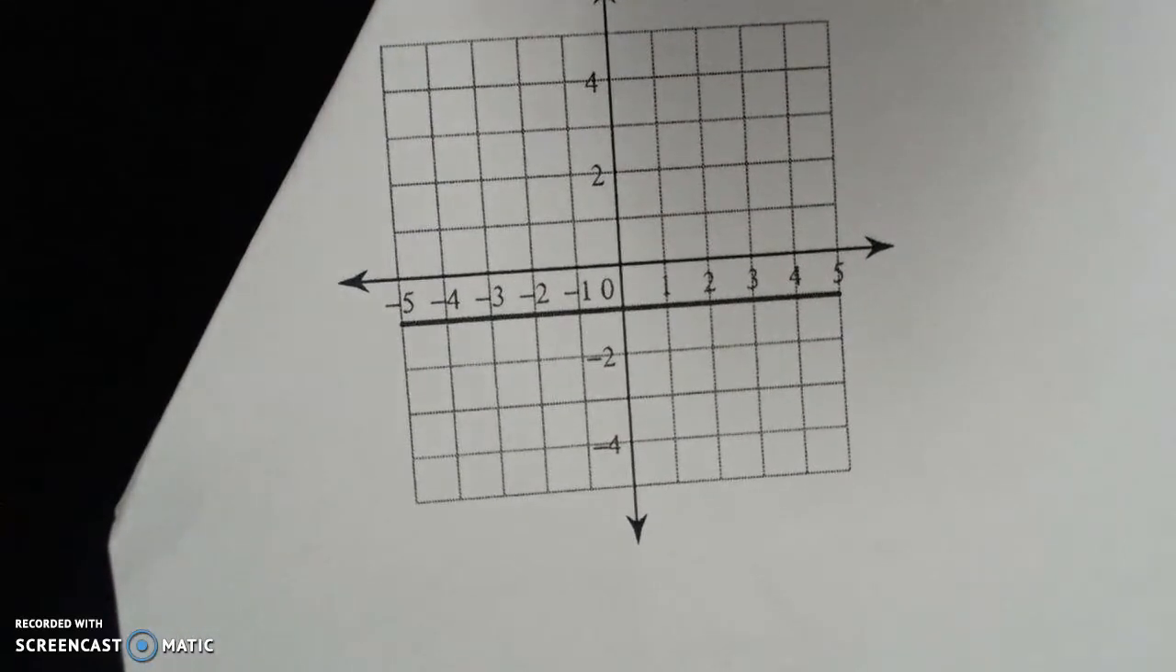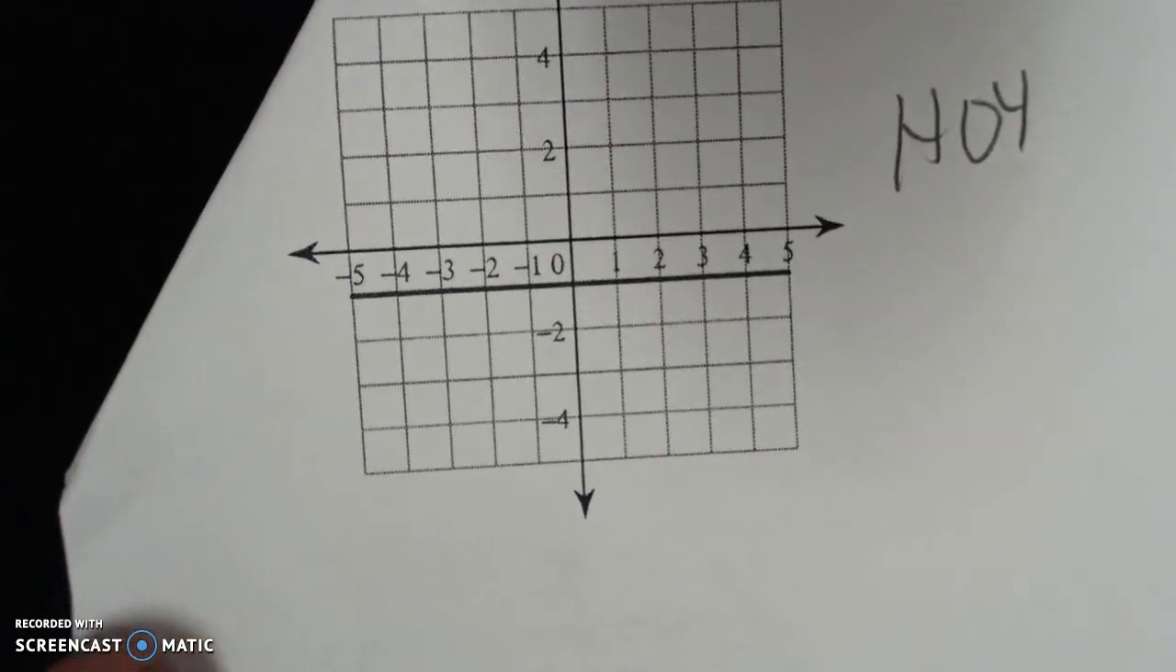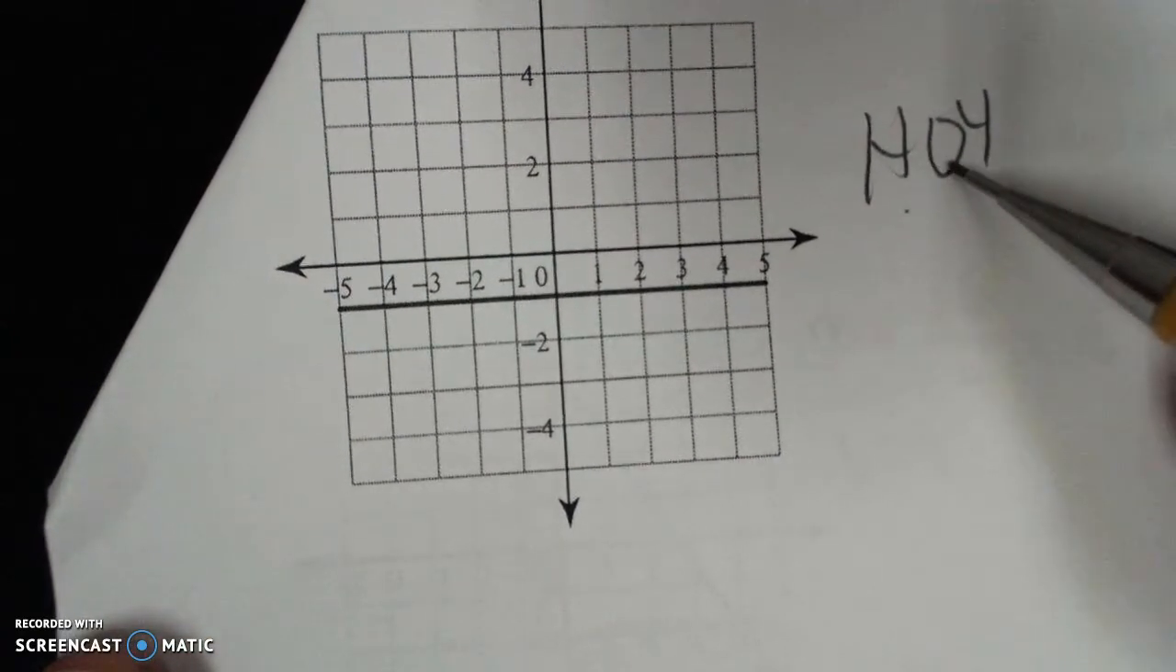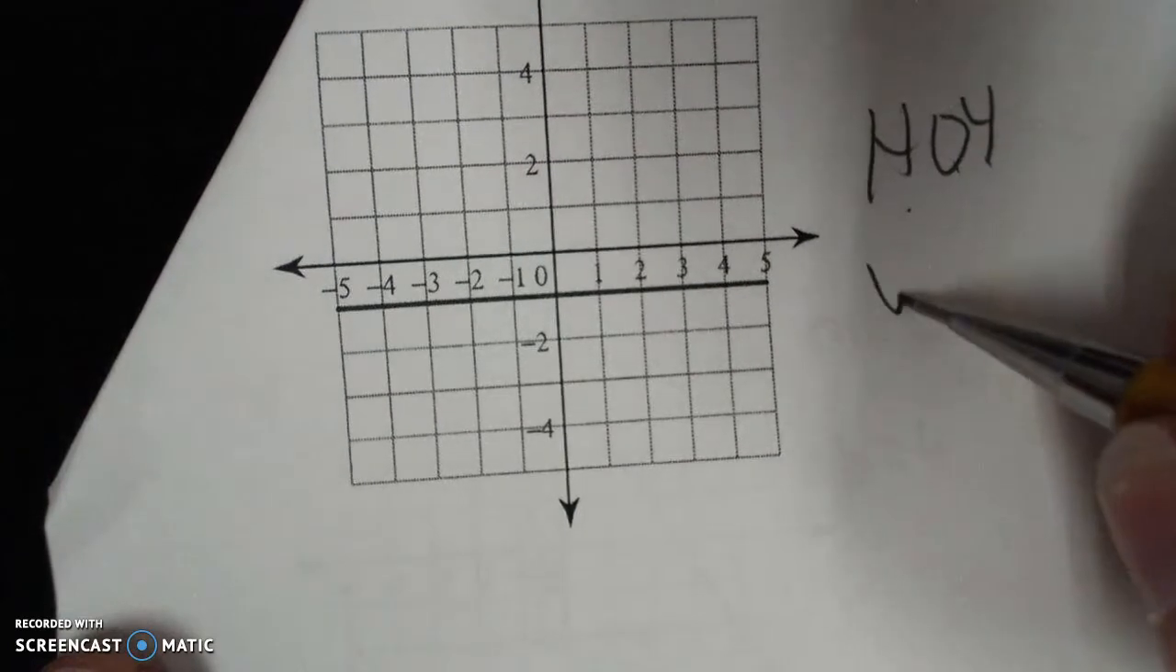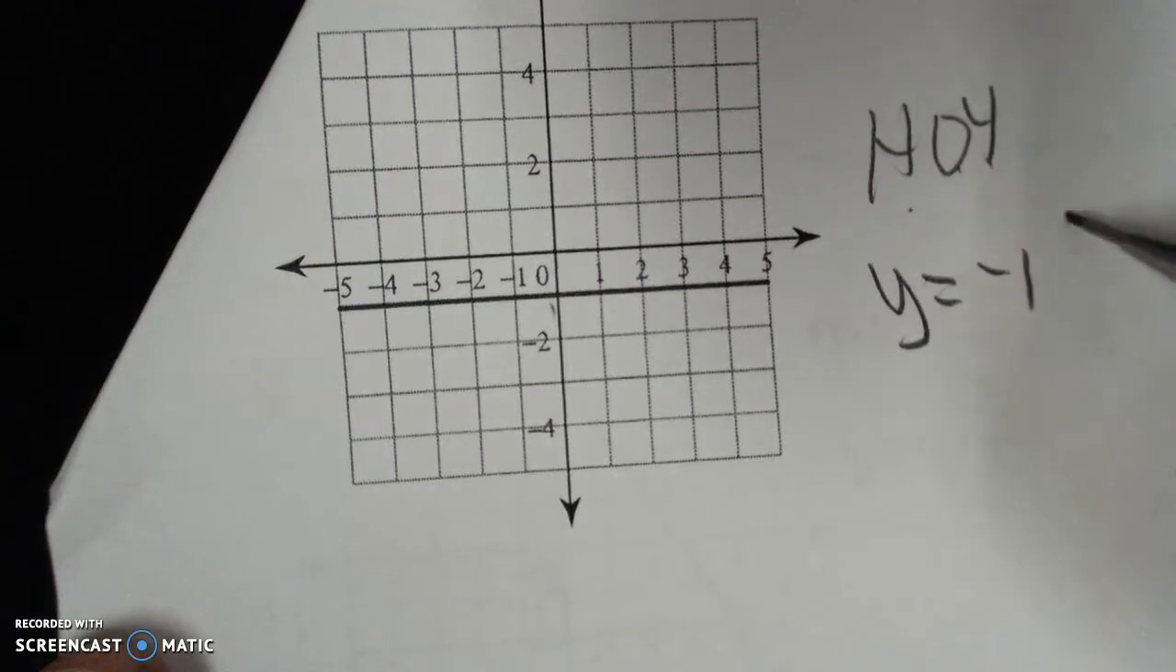Oh, this is a horizontal line. Horizontal line, I'm going to think of this acronym. And that says horizontal line, slope of 0, y equals a number. I'm going to say y equals, and it's sitting at negative 1, and I am done.